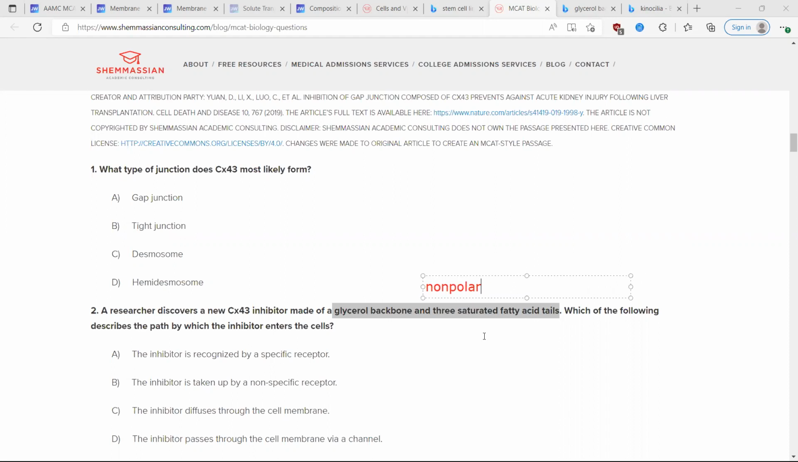Now the question that they're asking, right, is which of the following describes the path by which the inhibitor enters the cells? So now they're basically asking, we have this nonpolar thing, how would it enter a cell? So we talked about the different types of channels and stuff that exist for molecules to enter, right? Is the bilayer, is the plasma membrane polar or nonpolar? The plasma membrane.